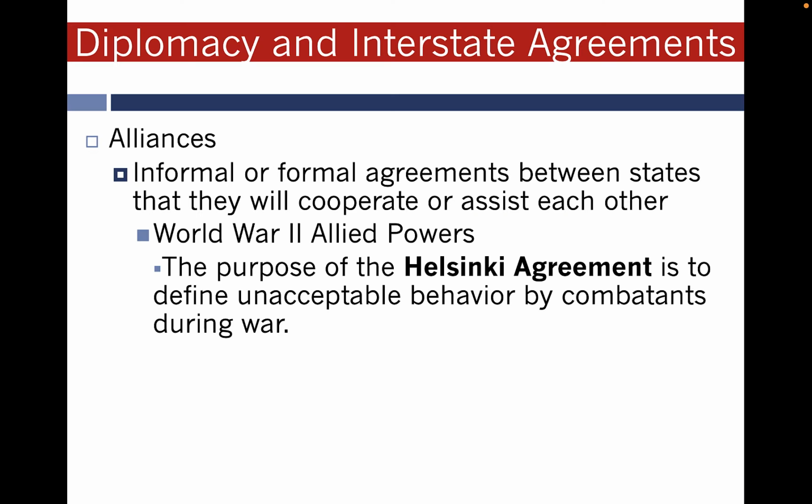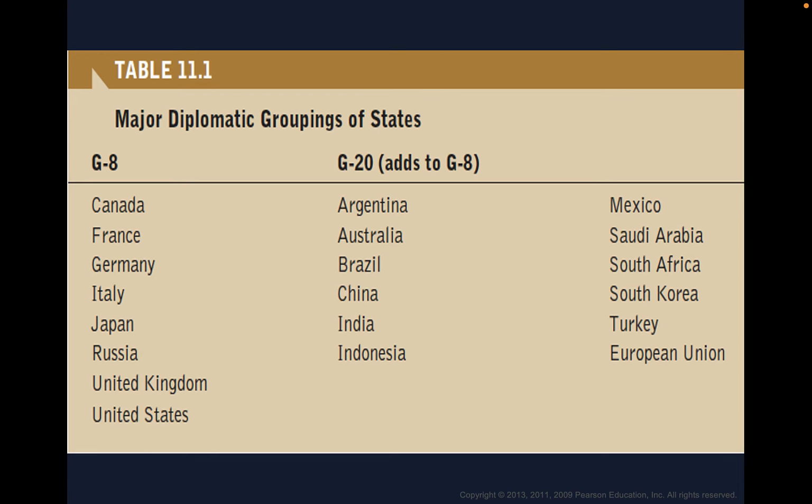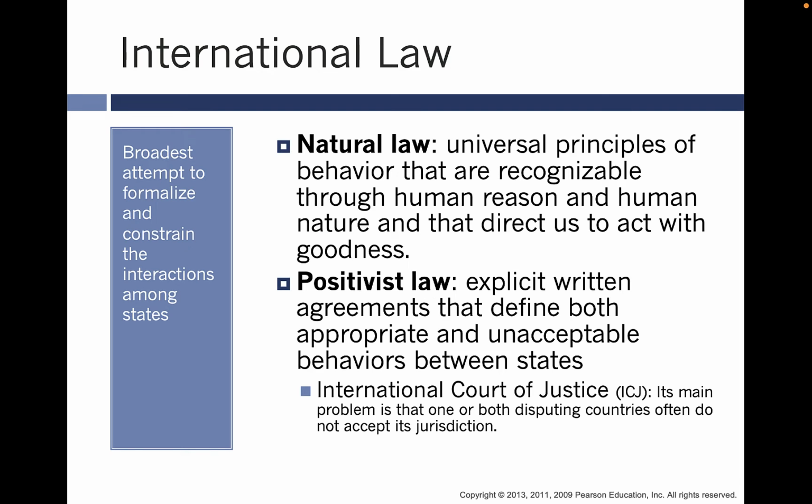We have alliances, right? Obviously, we're not going to go too in depth on that. We're allied with the UK and other countries throughout Europe, as well as Canada and Mexico in some instances. These are a list of the G8s and the G20s. So when you hear the word G8 summit or G20 summit, that's what they're talking about. We have international law. We have the International Court of Justice. Its main problem is that one or both disputing countries often do not accept its jurisdiction.